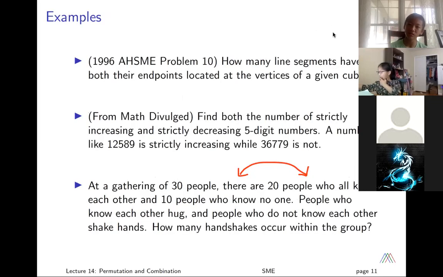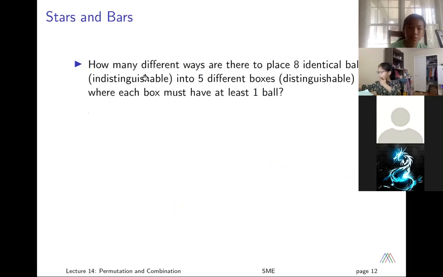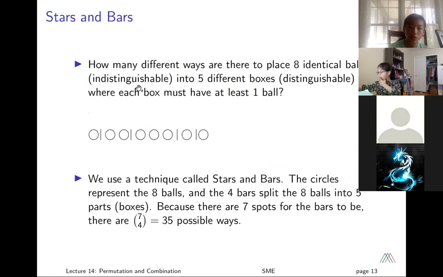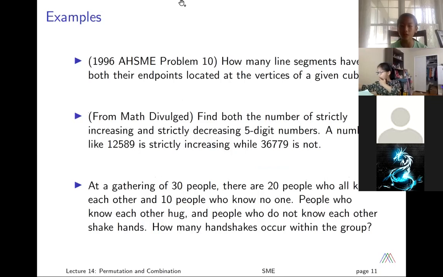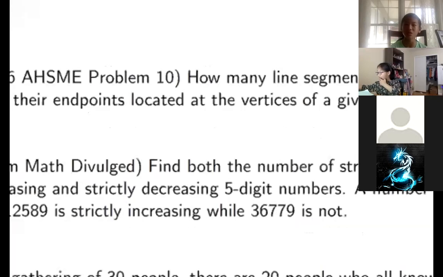So next I have, okay, so here I have 3 examples. You can think about how you might do each of these problems. If you have an answer, you can chat it to me or Alex or somebody else.